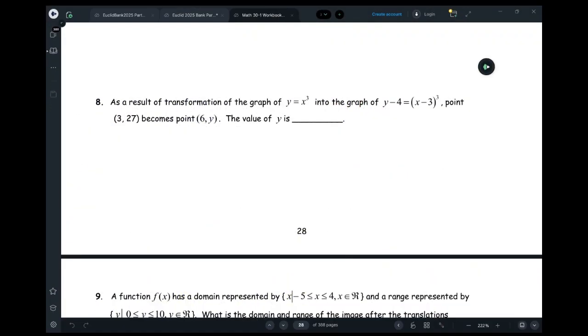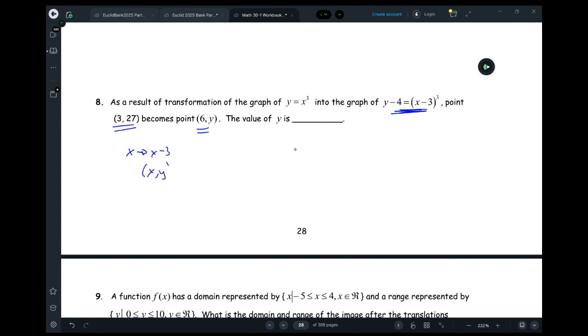With this question, it says: as a result of the transformation of the graph of y equals x cubed into the graph of y minus 4 equals (x − 3) cubed, the point (3, 27) becomes the point (6, y). What's the value of y? Okay, let's take a look. I can see that I've replaced x with x minus 3, which means I've got a horizontal translation 3 to the right.